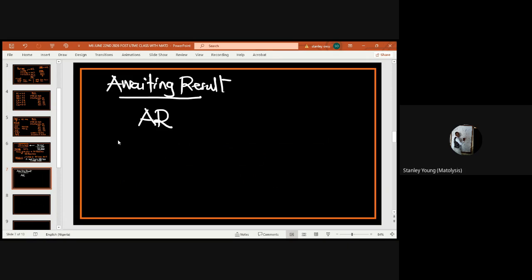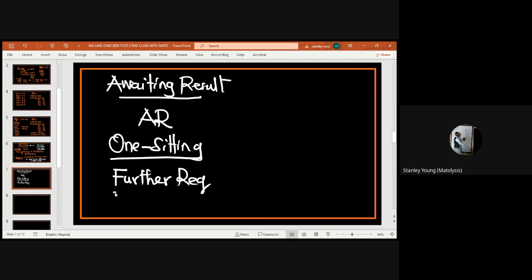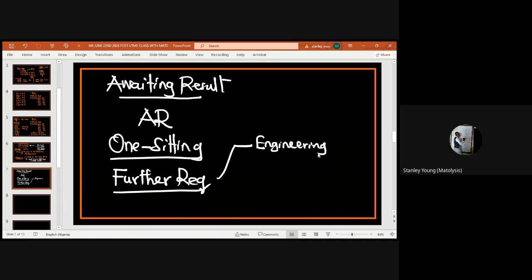In the case of one sitting, UNILAG does not allow 2 sittings for O-level. So if you have 2 sittings, you are not allowed to combine them. It can only be 1 sitting. And further math is a requirement for some courses. Any engineering course requires further math. Without further math, just forget about engineering.